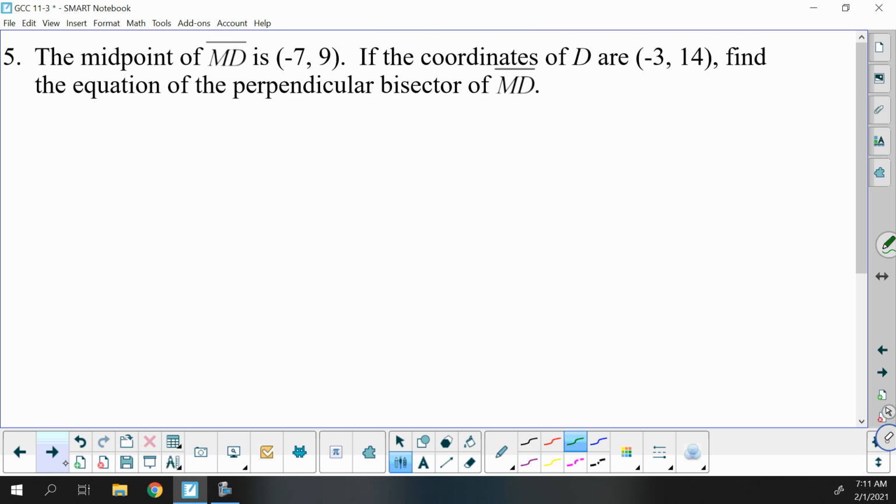All right, last problem for today. We're given the midpoint of MD. Then they give us the coordinates of D. We want to find the equation of the perpendicular bisector. So it's exactly the same as the last one. They already gave us the midpoint. So great, we can use that eventually.